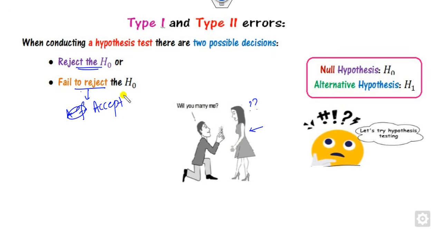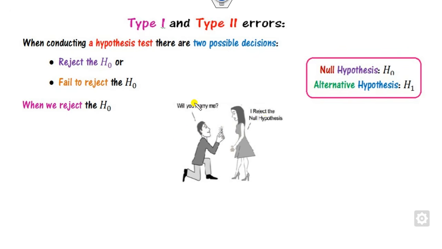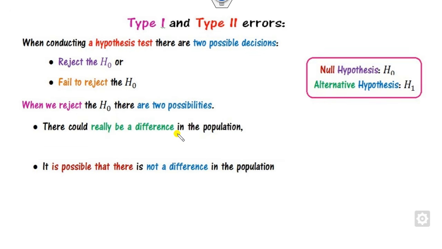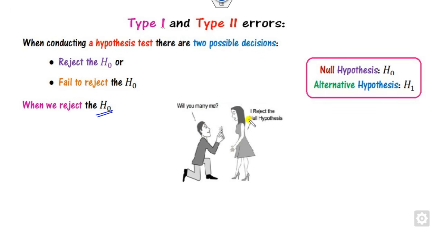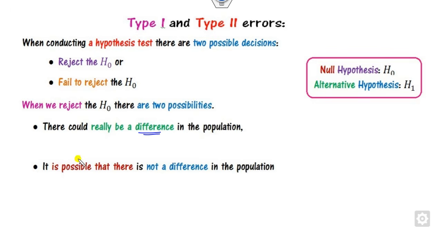So what will happen if she accepts the proposal? That person will be very happy. On the other hand, if she rejects the proposal, that is, she rejects the null hypothesis H0, then we try to find the possible reasons behind that. There may be two reasons. It may be that there is really a difference in the populations, a difference between the natures and mentality of these two, male and female. Or otherwise it is possible that there is no difference in the population.